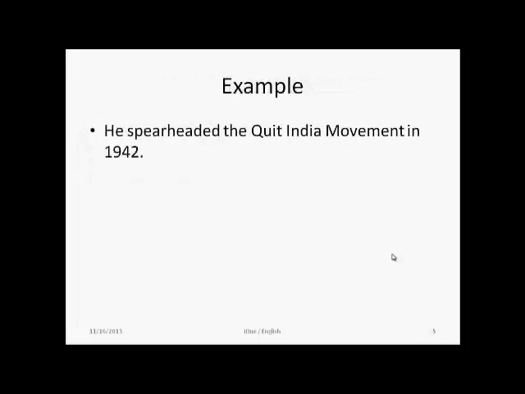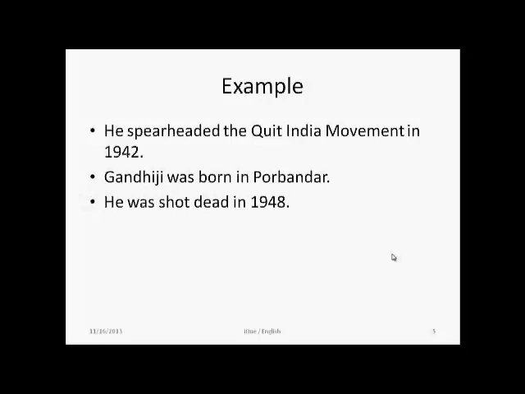For example, if we are given the following sentences: he spearheaded the Quit India movement in 1942. Gandhiji was born in Porbandar. He was shot dead in 1948. He went to London for his education. We can understand that this sentence group talks about the life and times of Mahatma Gandhi. And when we are talking about the life of a person, we go about in a particular order. We start with the birth, then the childhood, then youth, then middle age, and end with the death of the person.